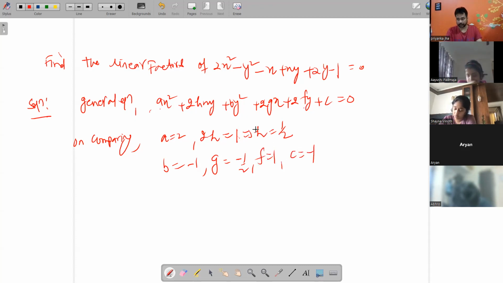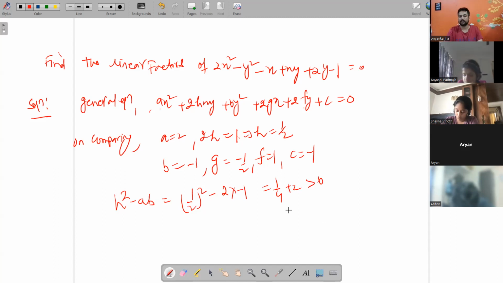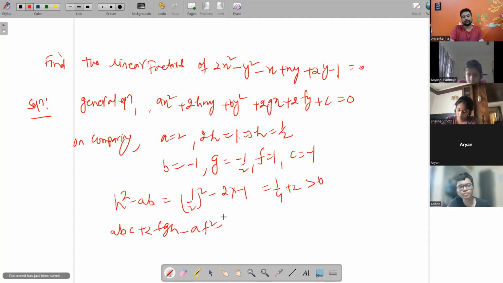You just have to compare these two equations. Now, the first thing to check is h squared minus ab, which has to be positive. h is half, so half squared minus a times b, where a is 2 and b is minus 1: 1 by 4 plus 2. Yes, this is positive. Now you have to check abc plus 2fgh minus af squared minus bg squared minus ch squared. This must be 0.